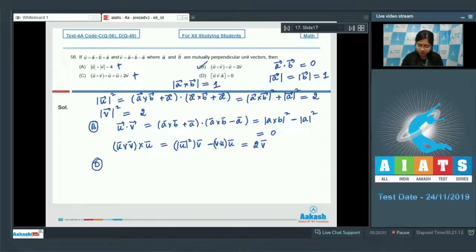Now let's talk about option number D. Here let's find u vector minus v vector, and that is equal to 2a vector. Now it means that u, v and a are coplanar vectors, which means that scalar triple product of u, v and a will be 0. So this option is also correct. So answer is B and D.